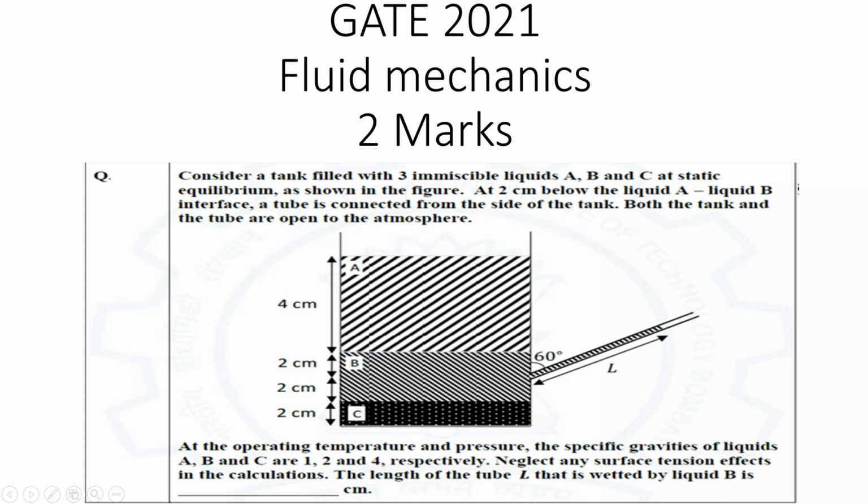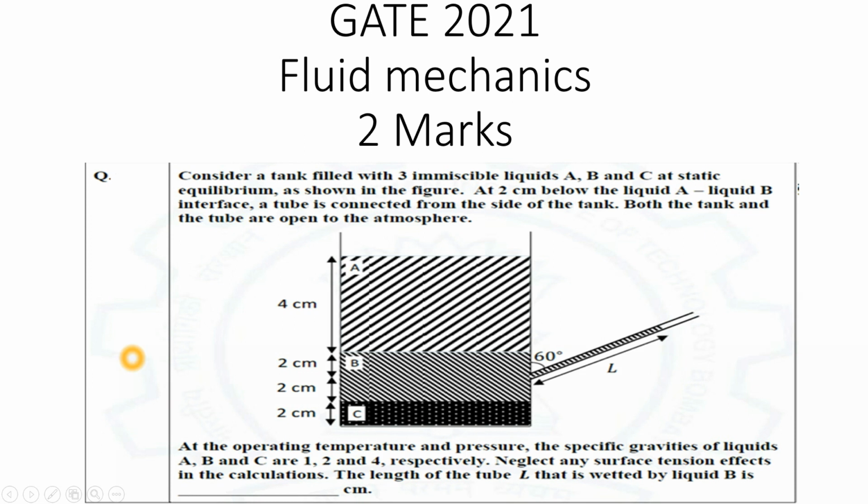At 2 cm below the liquid AB interface, a tube is connected from the side of the tank. The AB interface is here. From 2 cm below it, we have connected a tube.